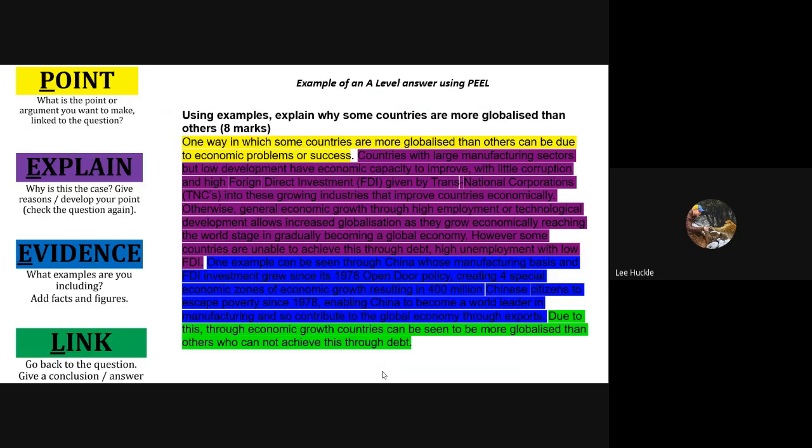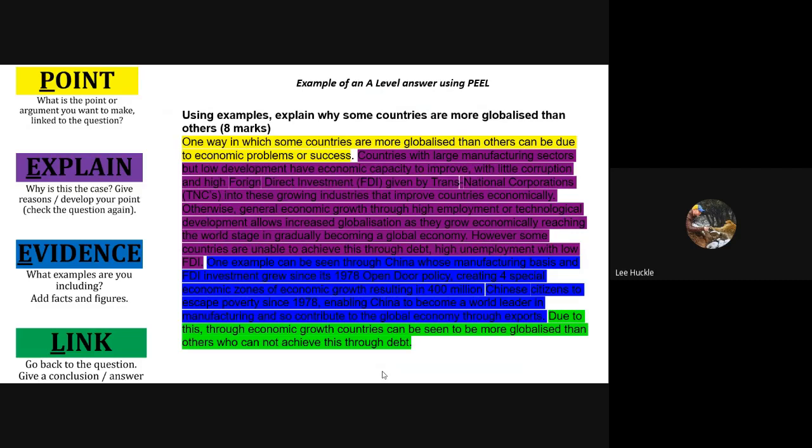Using examples, explain why some countries are more globalized than others. You'll study a unit on globalization. 8 marks. Now, 8 marks at A level requires a much more extended answer. This is one paragraph, and have a read. Look at where he's made the point. He's gone straight in there. One way in which some countries are more globalized than others can be due to economic problems or success. Straight in with a point.